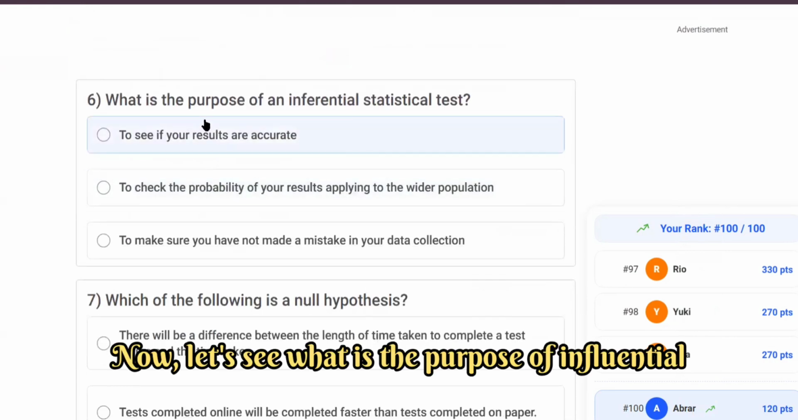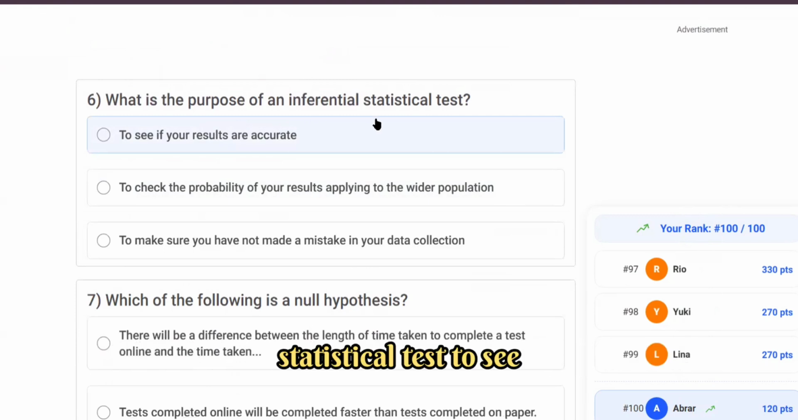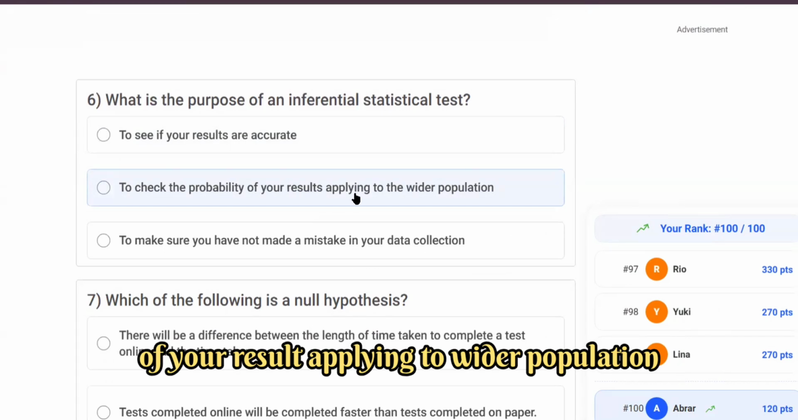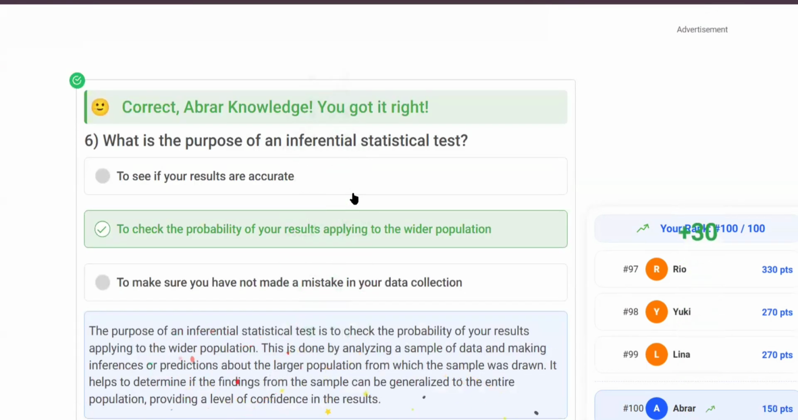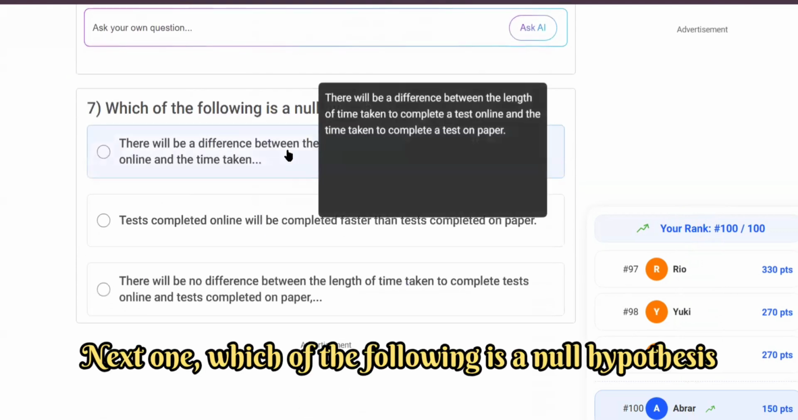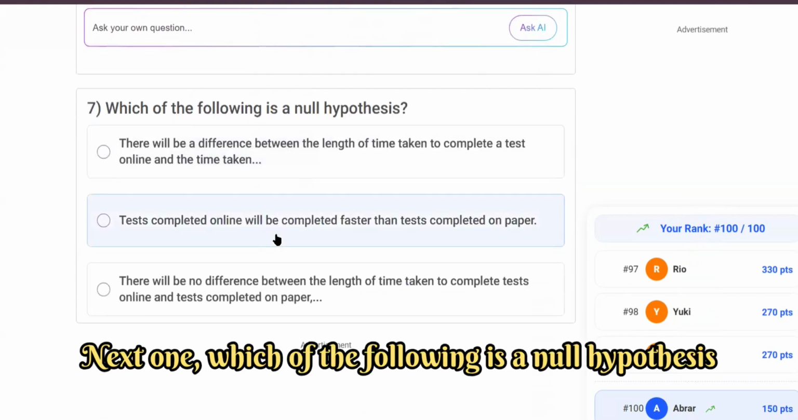Let's see. What is the purpose of an inferential statistical test? To see if your results are accurate. We have done this one. To check the probability of your result applying to the wider population. Okay. Next one, which of the following is a null hypothesis?